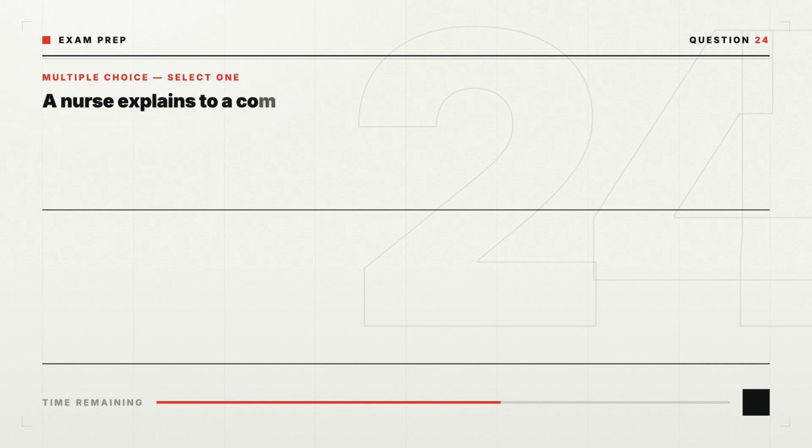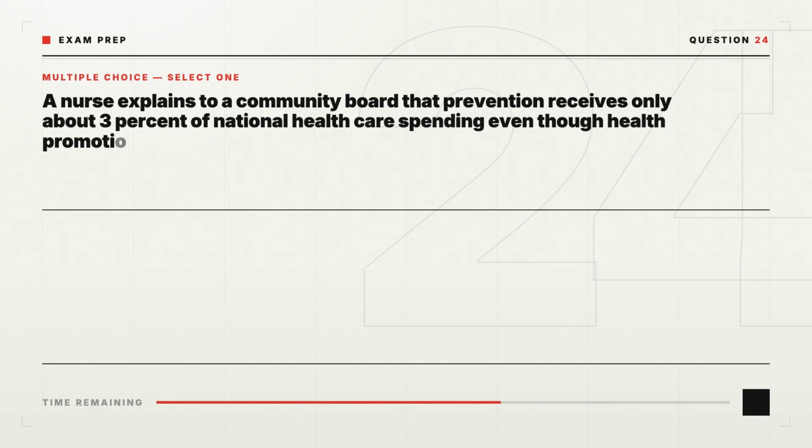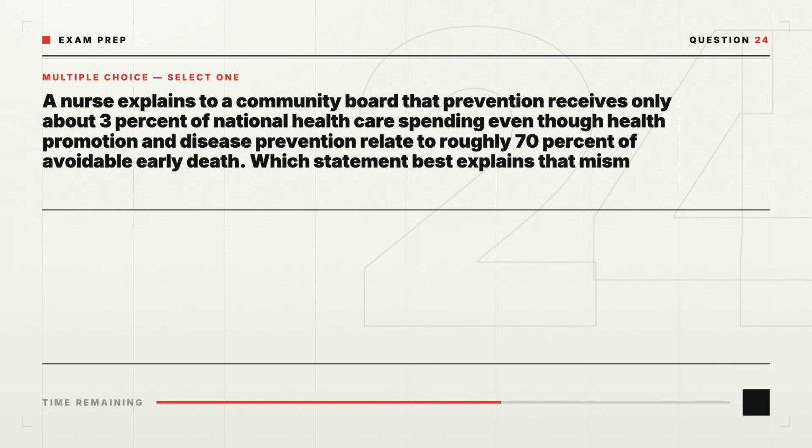Question 24. A nurse explains to a community board that prevention receives only about 3% of national healthcare spending, even though health promotion and disease prevention relate to roughly 70% of avoidable early death. Which statement best explains that mismatch and its implication?